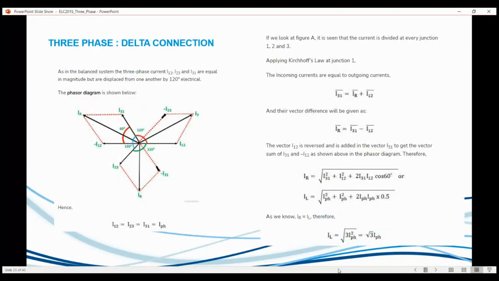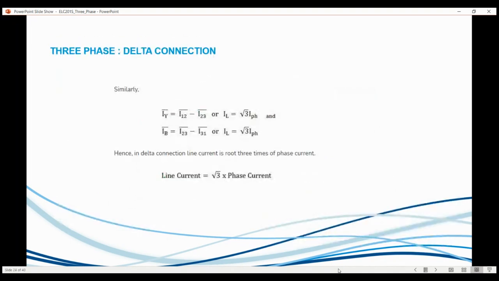Then looking at your currents now, we do exactly the same kind of math, but you apply Kirchhoff's law at junction 1, which is basically at the center, where your currents are going in and going out. Find the vector difference and then do the resultant again, and you'll end up with another √3. You find that your line current is equal to √3 times the phase current.